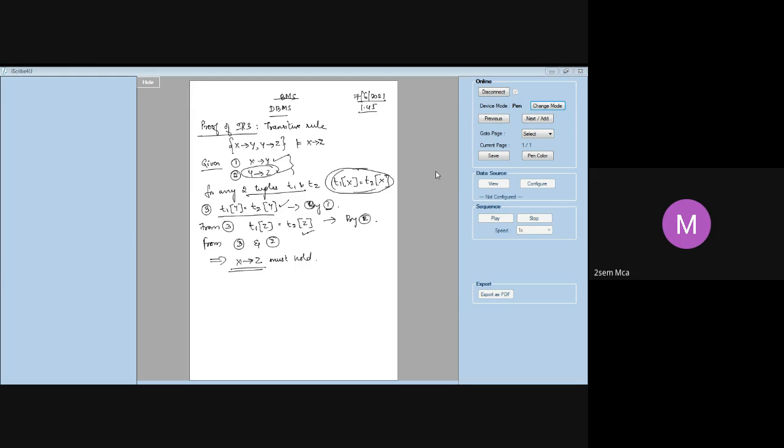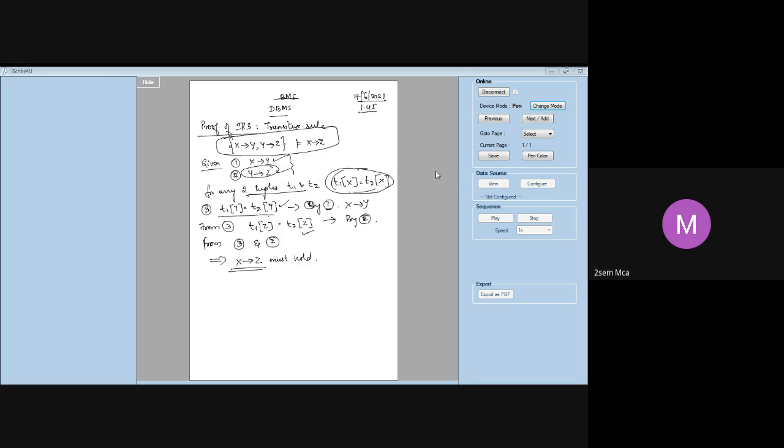Is it clear to you all? I will again tell. Transitive rule means what? What does the rule say? Given X determines Y determines Z, we should be able to infer X determines Z. What is given in that case? If I start the proof like this, X determines Y is given. Y determines Z is also given. Then what can we write? For any two tuples T1 and T2, such that T1 of X is equal to T2 of X, then T1 of Y should also be equal to T2 of Y, because X determines Y.